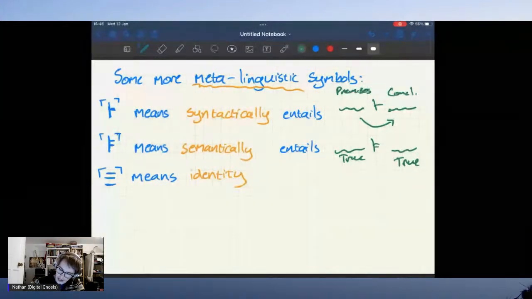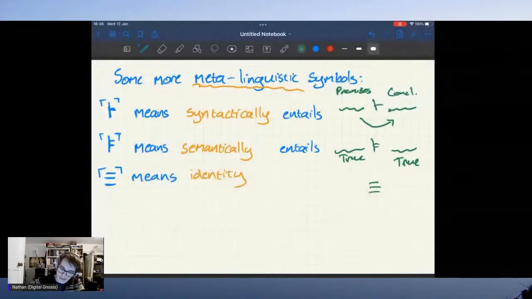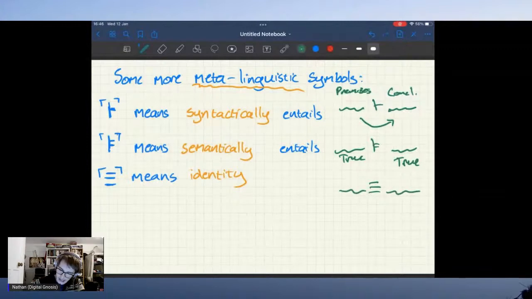And this equals identity sign means that whatever's on this side is logically identical to whatever's on the other side. So what we've got over here has the exact same truth conditions as what we have over here. So this one will be true just when this one's true. This one will be false just when the other one's false.